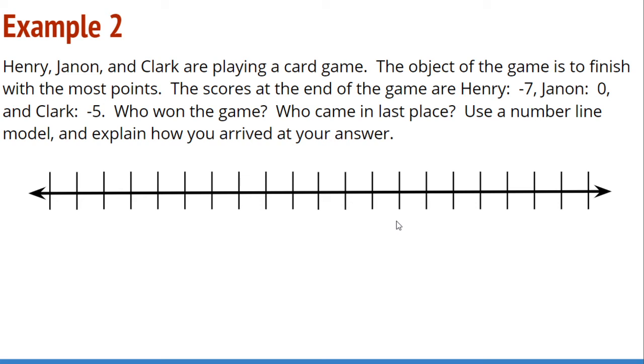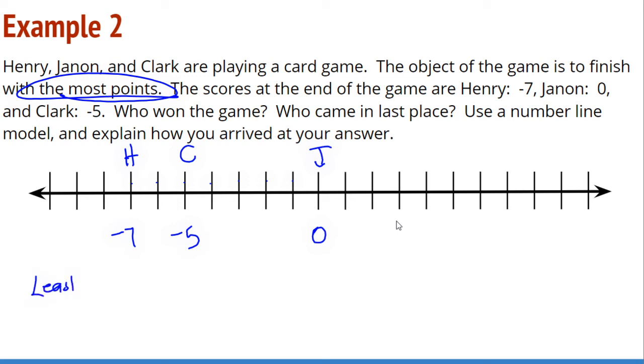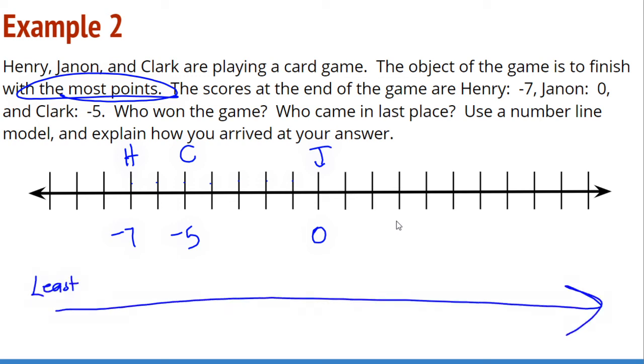Now it says who finished with the most points, the greatest amount of points. Well, I've got Janan at 0, and I've got Henry's at -7. 1, 2, 3, 4, 5, 6, 7. There's my -7. There's Henry. And I've got Clark who's at -5. Now looking at the number line, my numbers are lined up in order from least number of points to the greatest number of points.